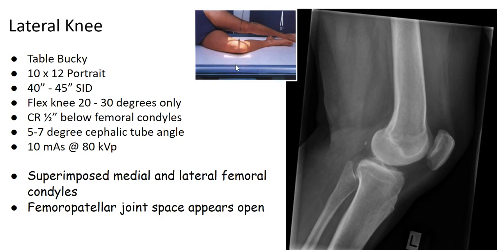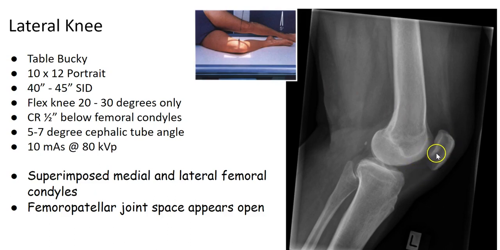So, still using table bucky, still 10 by 12 portrait, 45 inches SID, still using 10 mAs at 80 kVp. Couple different things here. Notice the degree of flexion of the knee. You want to use about 20 to 30 degrees of flexion only. The more you flex the knee, the more it's going to draw this patella downward.